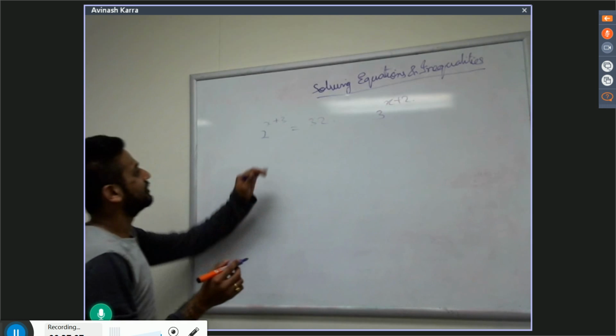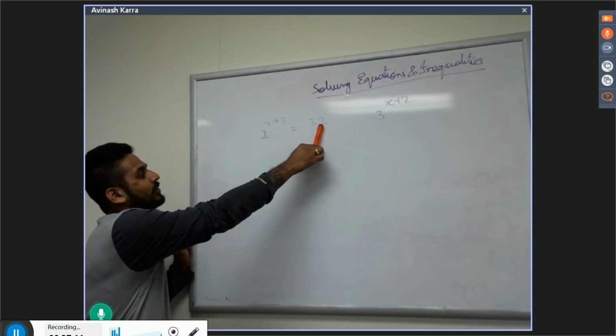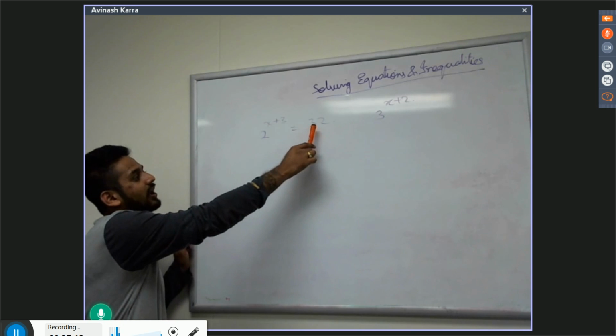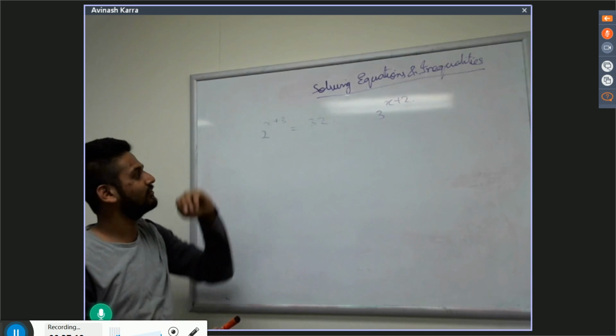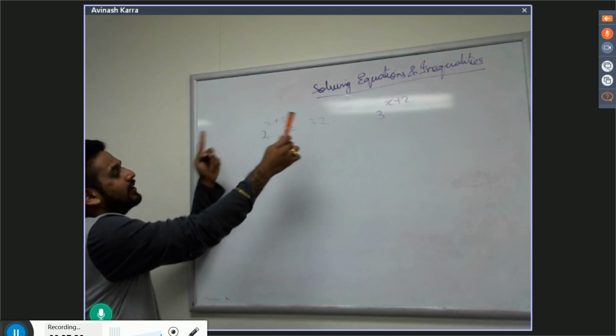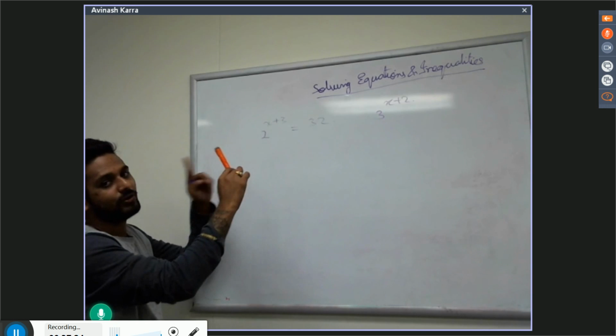3 power x plus 2. Given 2 power x plus 3 is equal to 32. So first, I need to make this in the form of 2 to the power of something, right? So that I can compare the powers. When the bases are equal, powers are also equal.